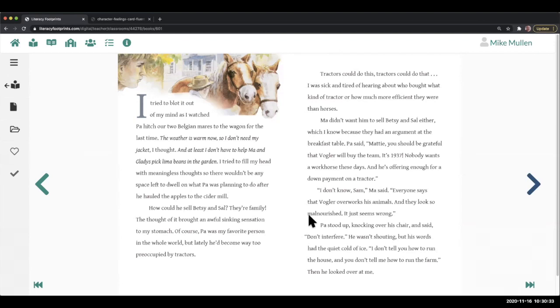Okay, here's our word, malnourished. What does that word mean? Well, if we come to a word, a vocabulary word, a word within a text, and we don't know what it means, we read around it, right?